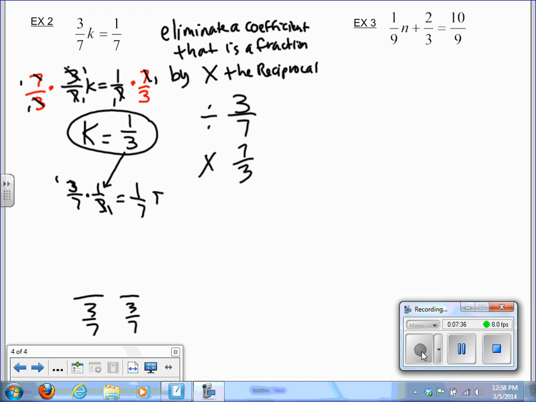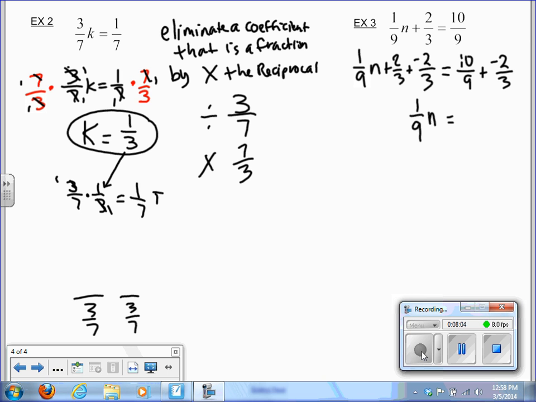All right, so we don't need to change any addition or subtraction, but we do need to eliminate a constant. Who can tell me my next line, please? Isabel. 1/9 n plus 2/3 plus negative 2/3 equals 10/9 plus negative 2/3. Okay, good. So on this side, do you agree that I'm left with 1/9 then?